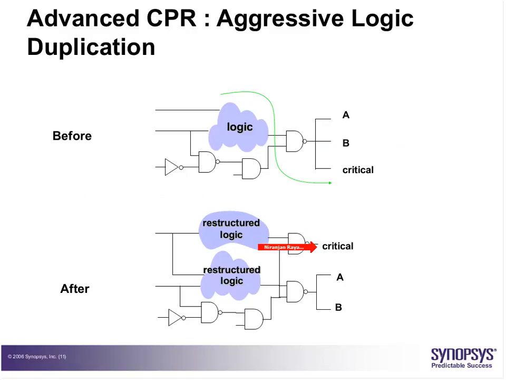So A and B are not critical, so it will duplicate the logic. The restructured logic at the top, which is critical, will be optimized for delay, and for the one below, since the path from A and B is not critical, the cells will not be upsized as much. So the logic is duplicated here and obviously area is increased, but you want the timing to be short on the critical bit.